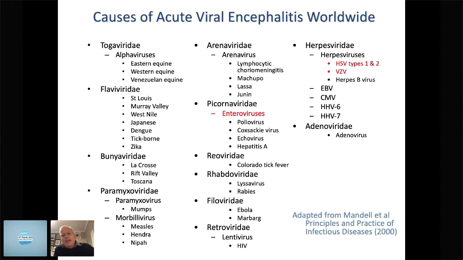So going back to that original slide rather, what things should we look at for virus-wise in patients presenting with acute infectious encephalitis? Well, we should look for herpes simplex types 1 and 2, varicella zoster virus, and enteroviruses.